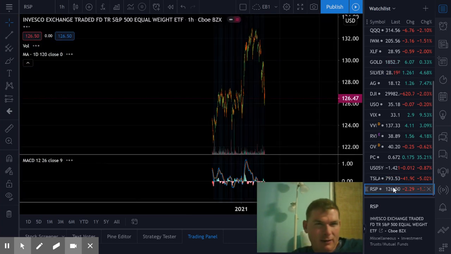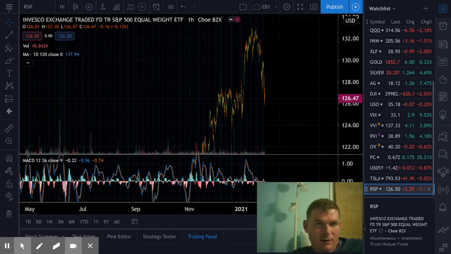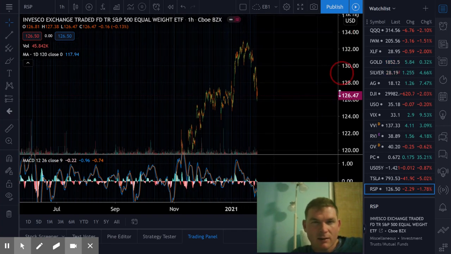What's this? The inverse exchange traded. Yeah. Equal weight.